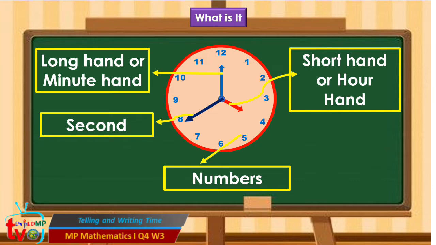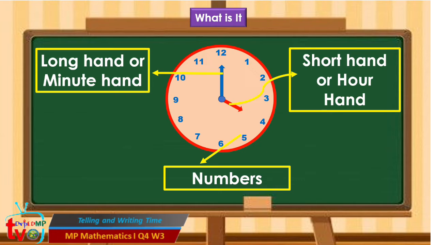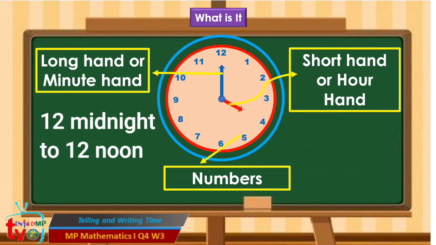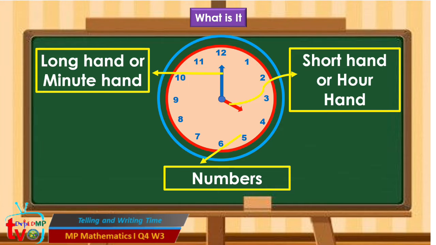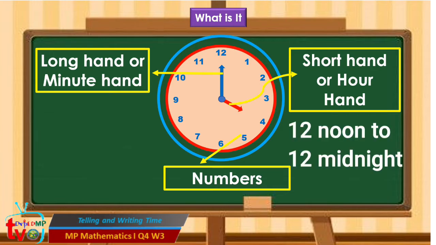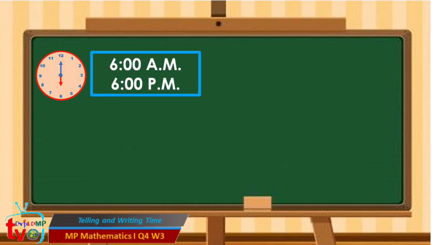Let's focus on the hour hand and the minute hand. All the hands continuously rotate around the clock in a clockwise direction. Every 60 minutes is equal to 1 hour, which is one complete rotation. There are 12 hours in the clock. The time between 12 midnight to 12 noon is called AM, and the time between 12 noon to 12 midnight is called PM. Look at the examples.